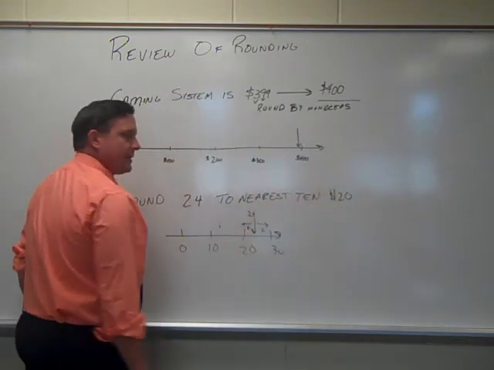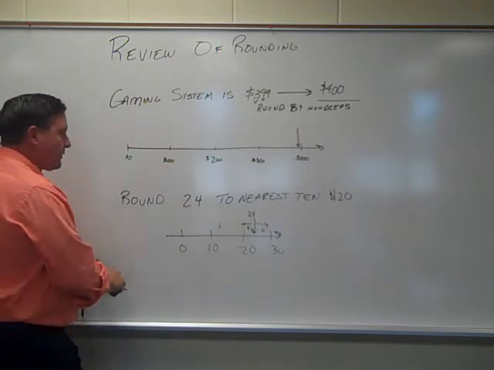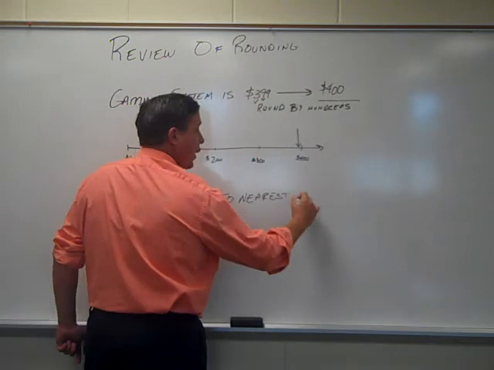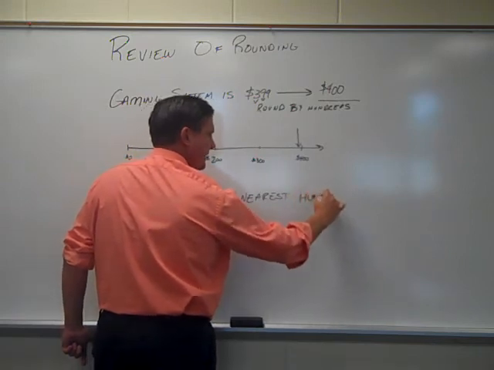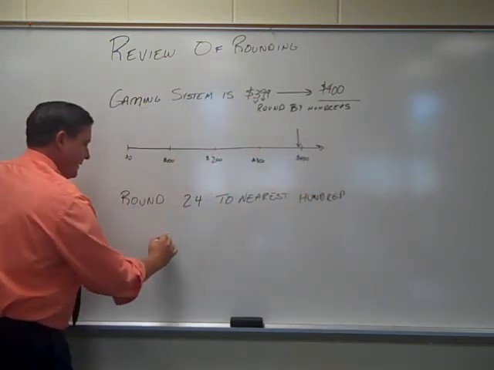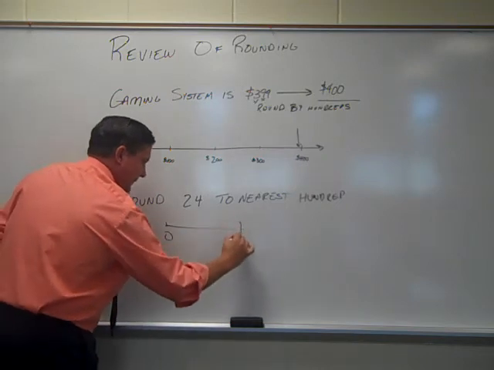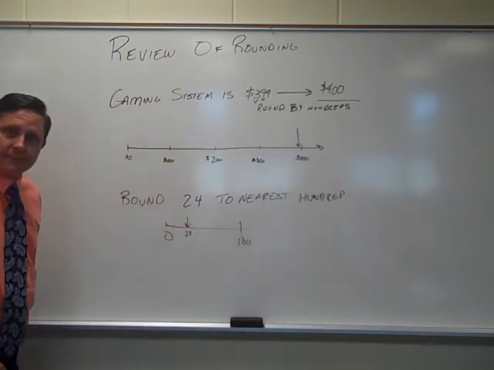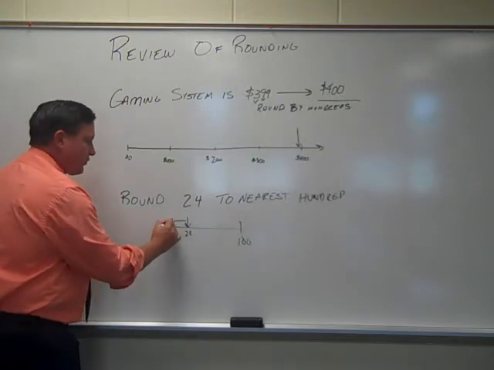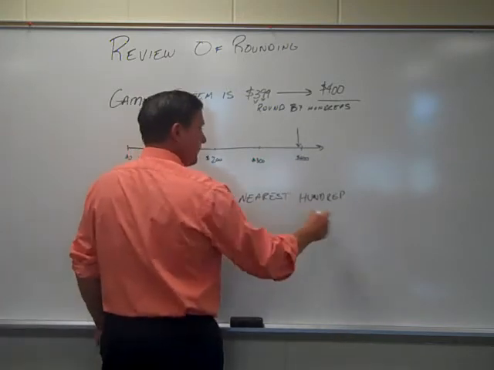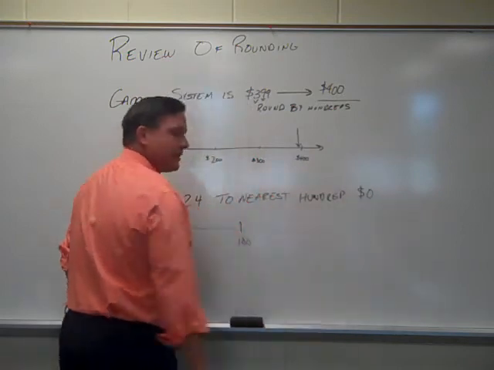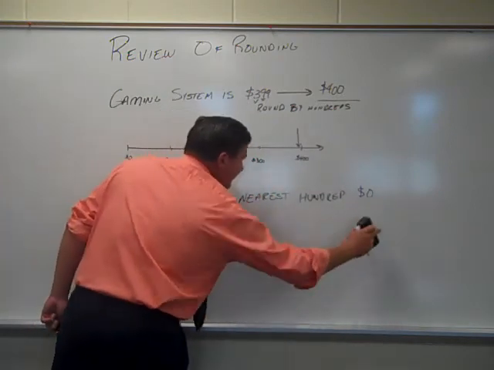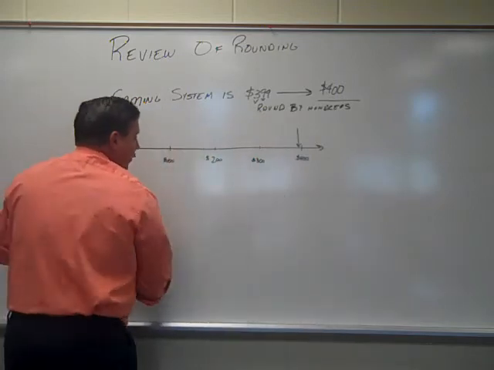it's 20. But if I round 24 to the nearest 100, and we put 24 on the map, or number line, you can see it's much closer to 0. So when you round 24 to the nearest 100, the answer is 0.